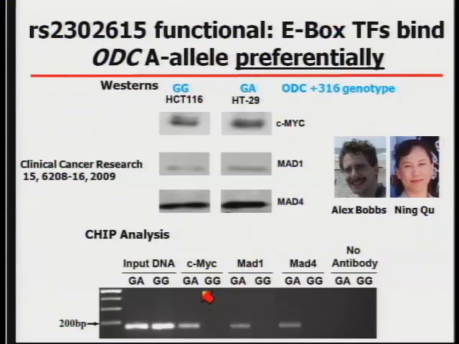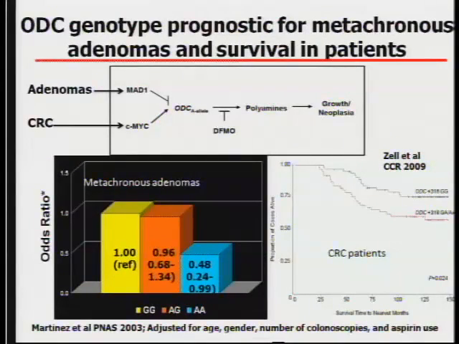The other thing that's remarkable about this data is it shows that both the transcriptional activators, MYC, and the repressors, the MAD family of transcriptional repressors, bind to the A allele, do not bind to the G allele. In working with a number of colleagues, we've associated this polymorphism with clinical outcomes.